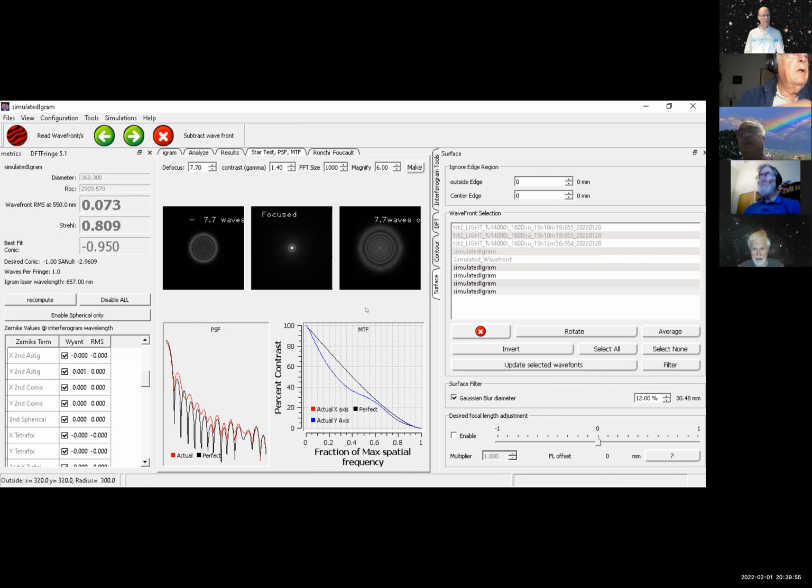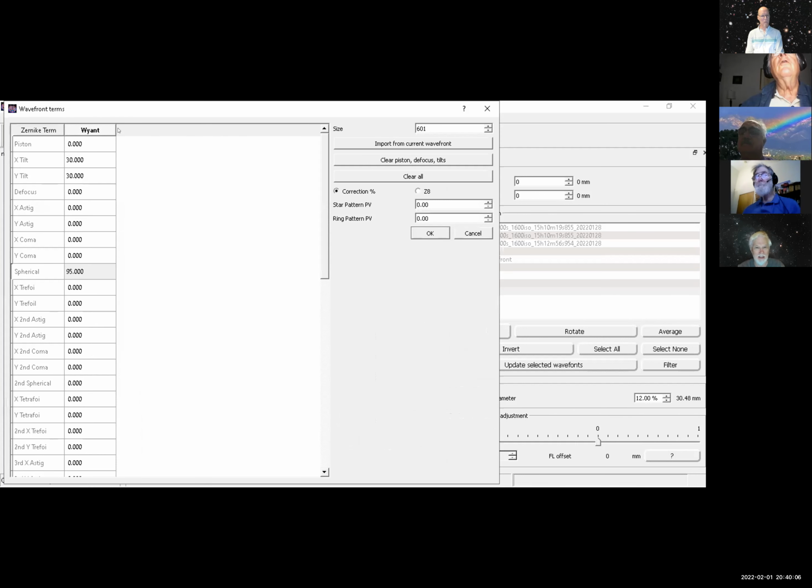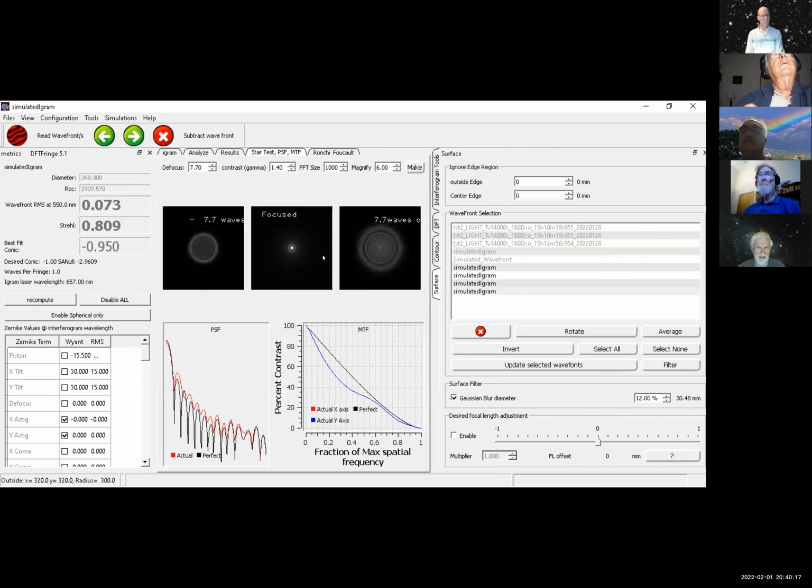Let's see here. These do not include a central obstruction. Is that correct? No, this is just the circular aperture. Okay, is there a circular aperture in this? I'm looking for it, no, it doesn't show here. Okay, cancel. So anyways, I think this was kind of instructive in a way.